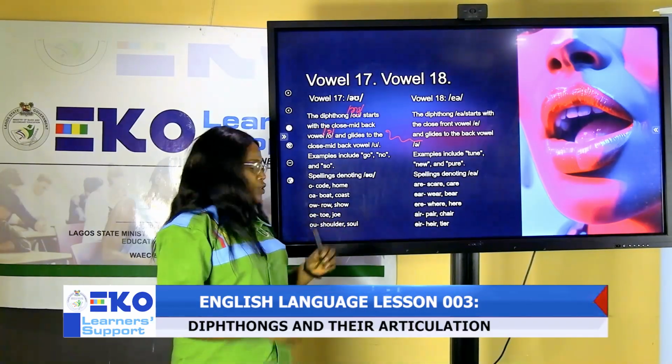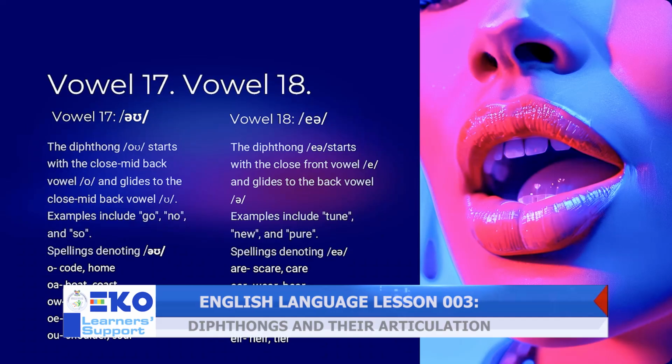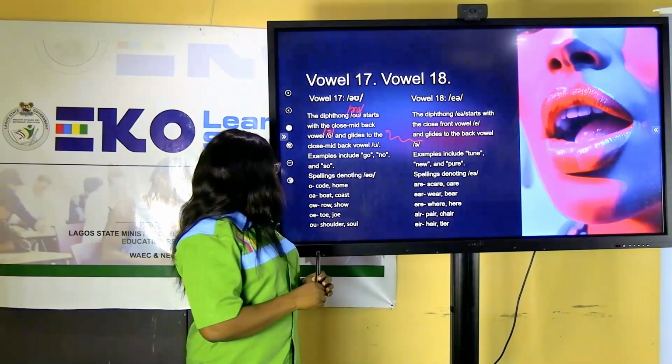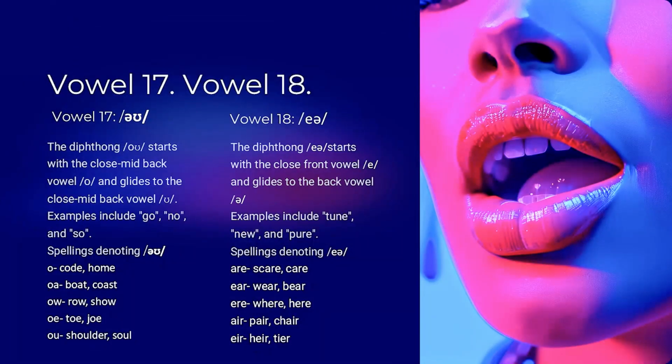We have code. Oh, it's not code, it's code. We have home. I am going home. You go home, not home. Okay? We have boat. Oh. We have coast. We have the word roll. We have show, toe, joe, shoulder. Okay? And we have the last word there, soul.